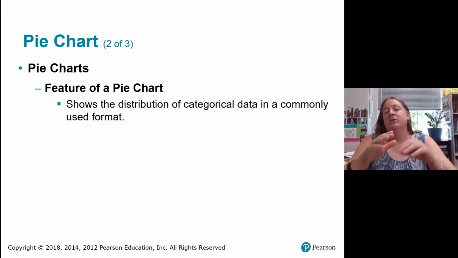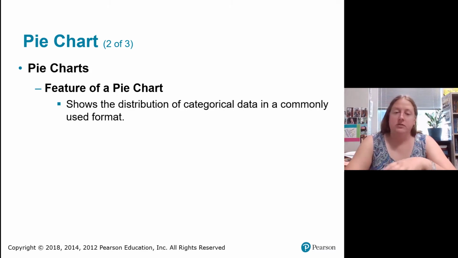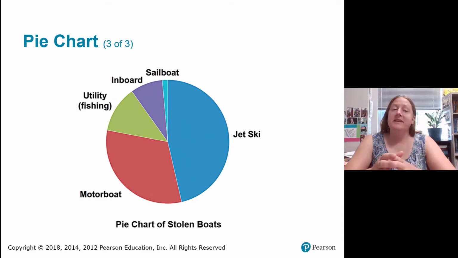So this shows us the distribution of categorical data, and it's really commonly used, so it's something people are very comfortable looking at. Here's an example of a pie chart of the same data that we just saw in the Pareto chart, where you can see almost half of the boats that are stolen are jet skis. So a pie chart makes that type of thing very obvious to us.